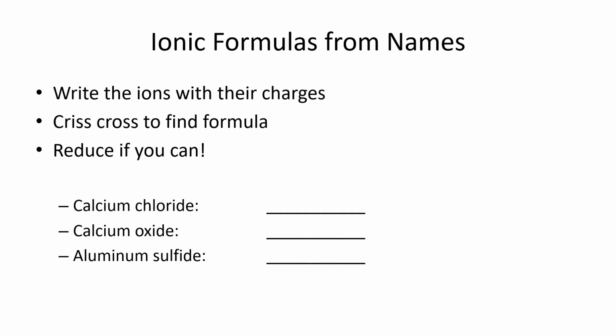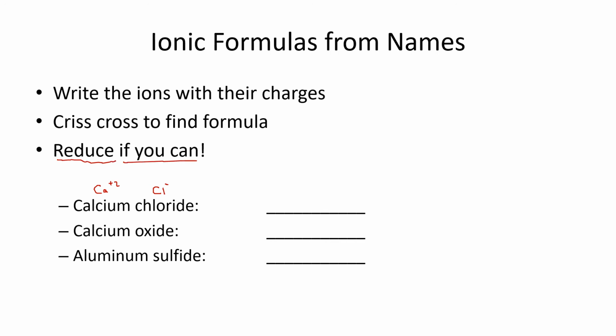All right, so finally we can combine our skills here to be able to figure out what the formula is from a name. What you're going to do is you start off by writing the ion symbols with their charges. So we got calcium. Calcium gets a charge of +2. We've got chlorine. Chlorine gets a charge of -1. And then you do your crisscross to figure out the formula. And then one other thing we're going to add in here is if you can reduce, we should.